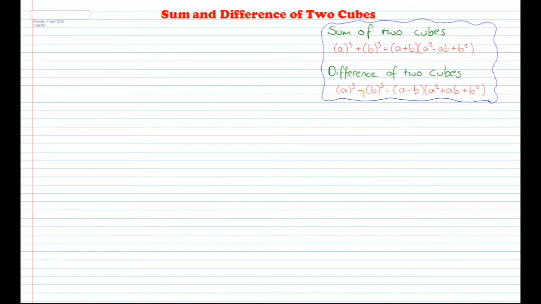Now if you note here, the only difference between the two is that you've got the plus here and the minus, which will result in having a slightly different formula for each. Now there's a few steps that we need to know in order to go through and do this, just like anything else that we've ever done in maths.